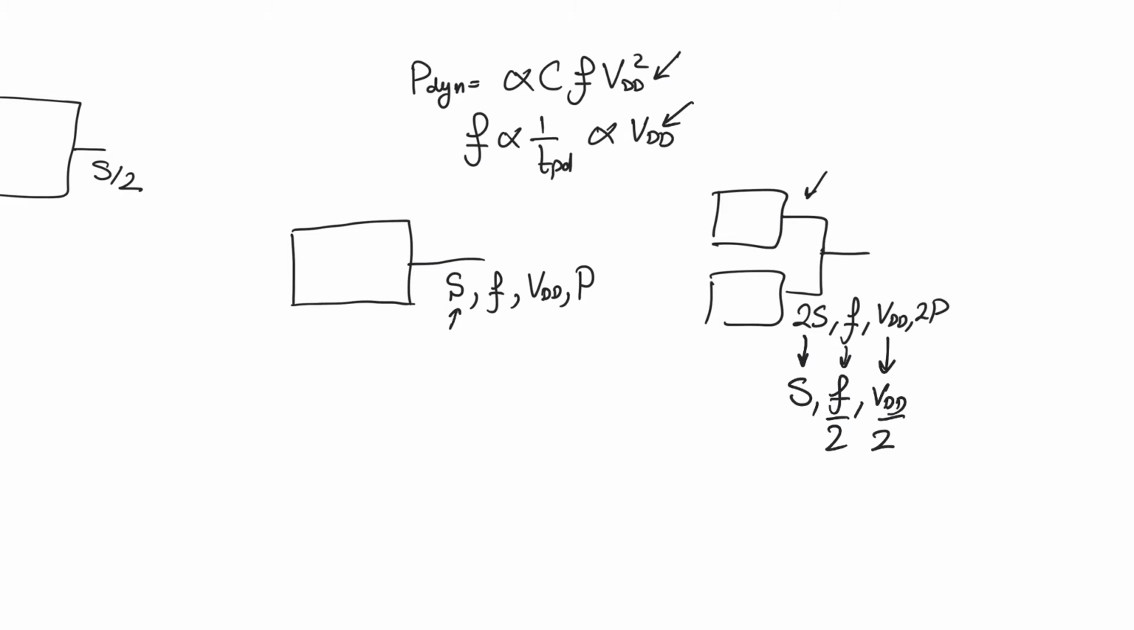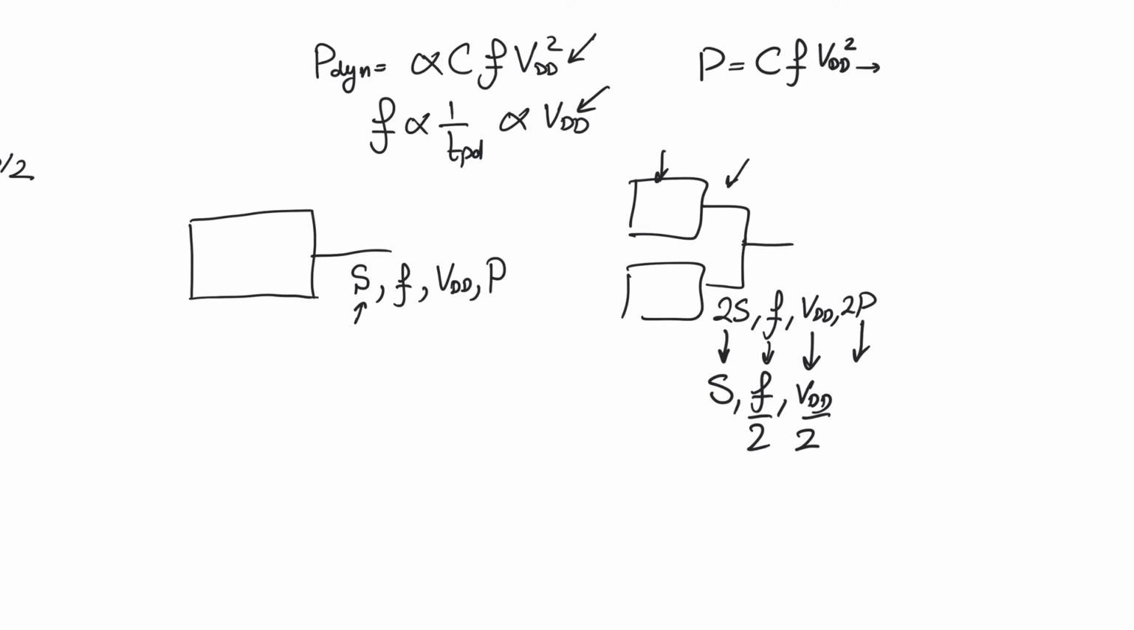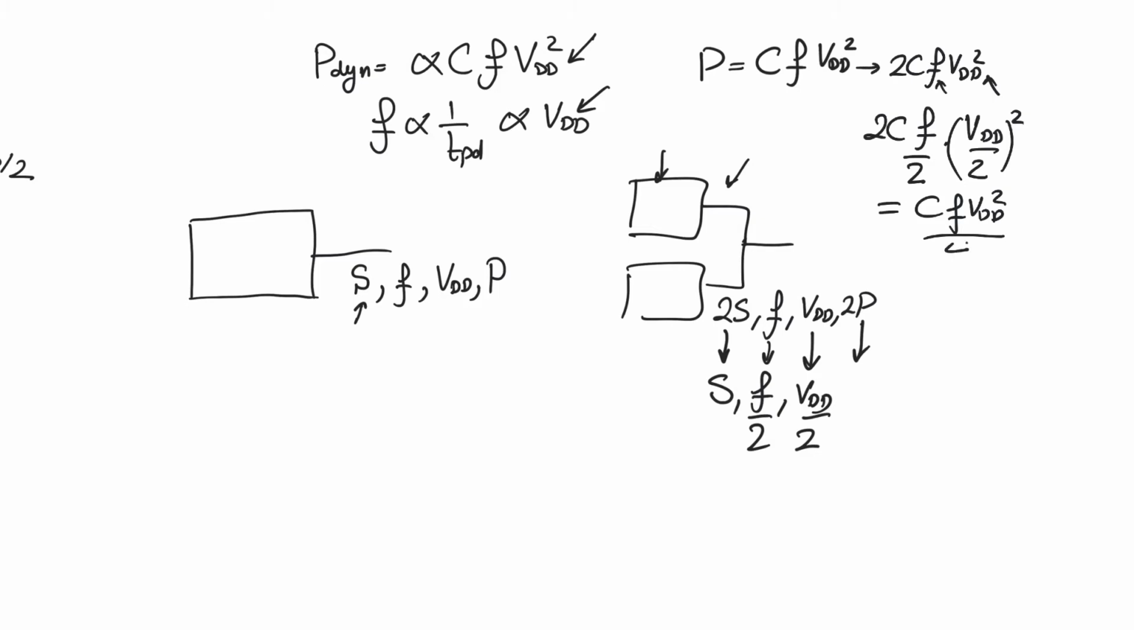So what happened to power here? Power was originally 2P, so what happened to it? Right? We have to look at that. So power for one of the blocks was equal to C F VDD square. So power for the two blocks was 2C F VDD square. Now we have reduced the operating frequency by half, so 2C times F over 2, and we have also reduced the operating supply voltage by half, so VDD over 2 all square. And so then we get C F VDD square over 4. And so power is actually now P over 4.